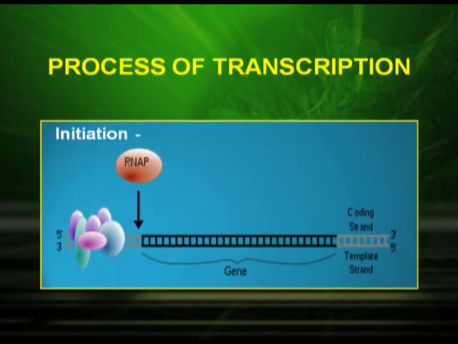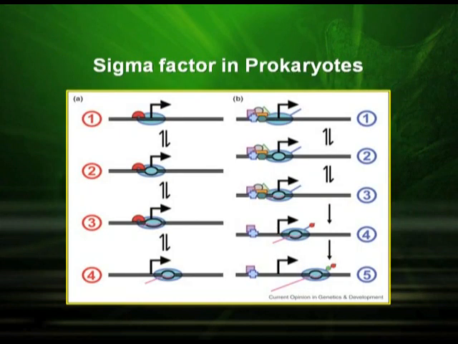Now, you can look into the picture and see how the initiation process is taking place, and the RNA polymerase has bound to the promoter region. The following diagram shows the sigma factor in the prokaryotes. The sigma factor is the initiation factor that binds with the RNA polymerase and starts the initiation process.